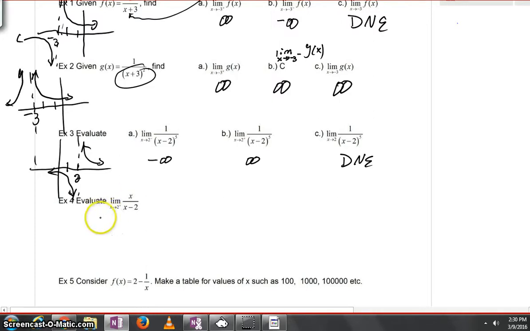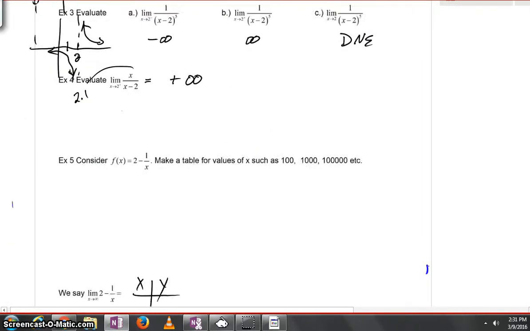That being said, we can investigate what would happen if we plugged in something like 2.1. Our top, of course, would be positive. Down below, though, we'd have a positive as well. 2.1 minus 2 is something small, but in a positive direction. Just from that kind of an analysis, we could know that we're going to be arriving at positive infinity.